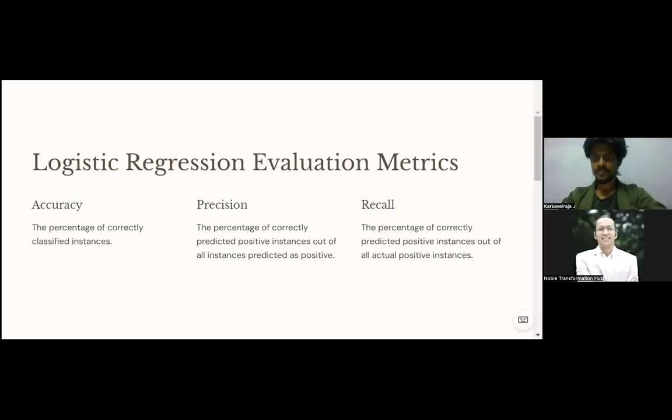And recall is a balance of, I think, it is balancing all because it is the percentage of correctly predicted positive instances out of all actual positive instances. It is from the entire data of actual positive instances. And precision is out of all instances predicted as positive.